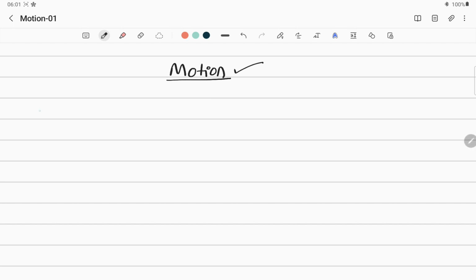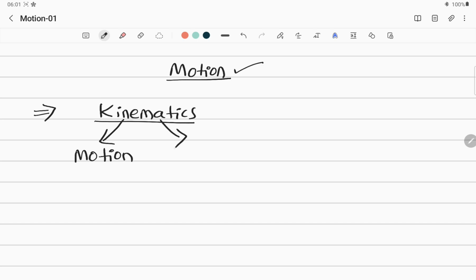All right, now before getting into the motion chapter, let us understand a few words here. Let us try to understand this word that is called kinematics. What is the meaning of kinematics? Kine means motion, and mathematics means just the usual mathematics. So, whatever mathematics of motion is there, that's what we are going to study in your ninth standard.